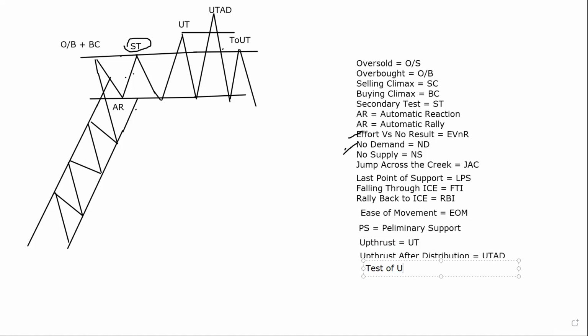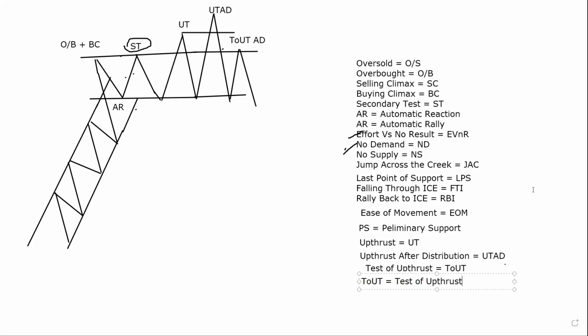Test of upthrust. TOUT. But in this context it is not TOUT, it is TOUTAD: test of upthrust after distribution. Let's suppose we don't have this UT, and the price came back and tested, and after the test we go down. Then we would call it TOUT. Do you know the difference between them? Test of upthrust.